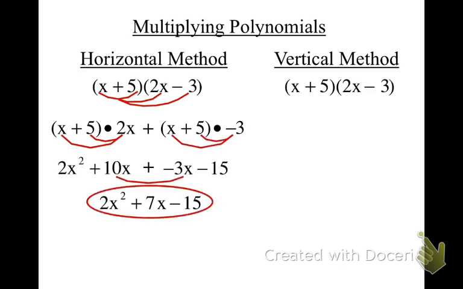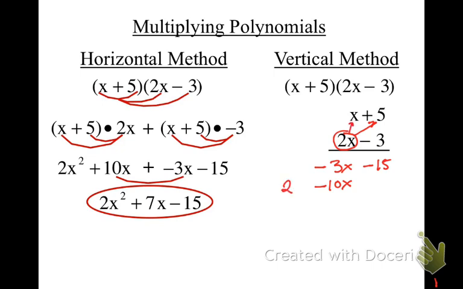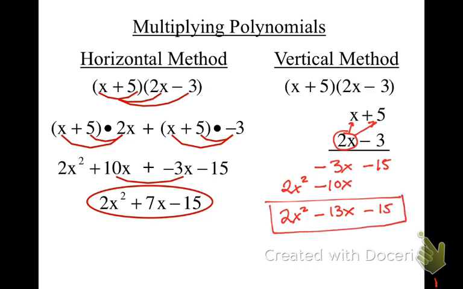Okay, a vertical method is when you list both binomials, and we're going to multiply just like we would multiply a double-digit number. So I do negative 3 times 5 is negative 15, and negative 3 times x is negative 3x. Now I'm going to try multiplying 2x by everything on the first line. Positive 2x times 5 is negative 10x. So I'm going to put it right underneath the x term. And 2x times x is 2x squared. 2x squared minus 13x minus 15 is my final answer.